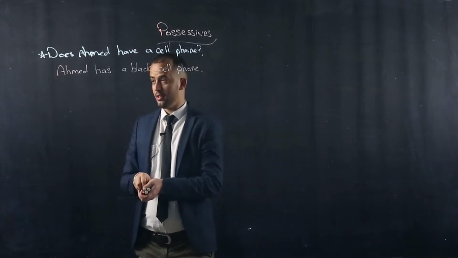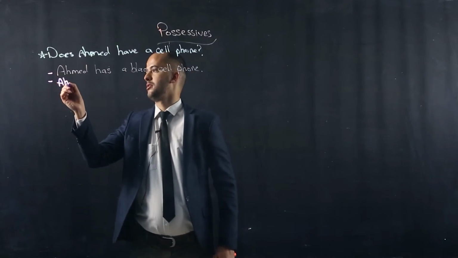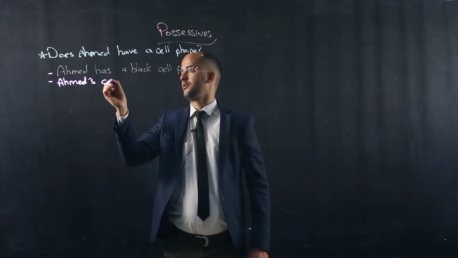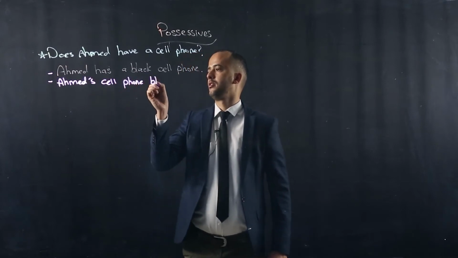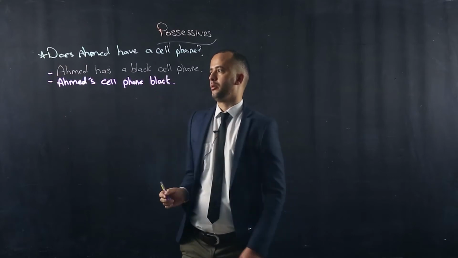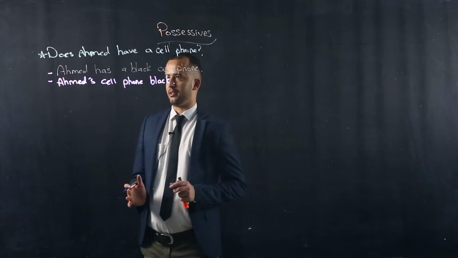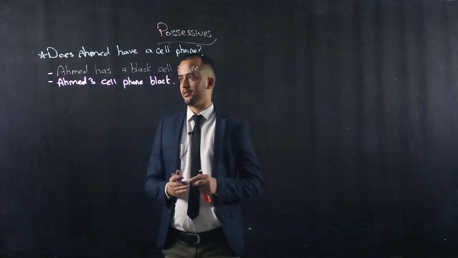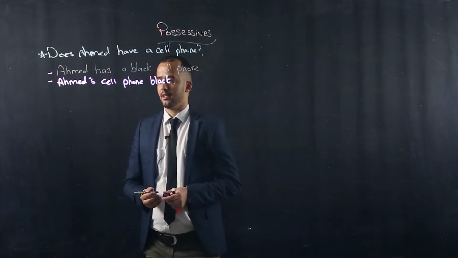Or you might say that Ahmed's cell phone is black. Okay? Alright, so in the first answer I used a regular sentence. Okay, I said Ahmed has a black cell phone. But in the second form I have used here a possessive noun.